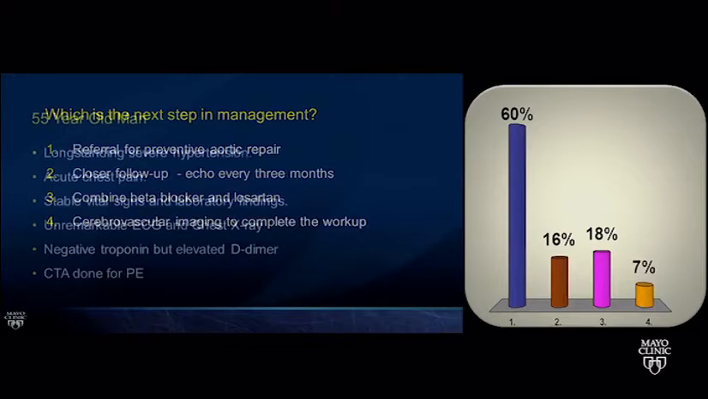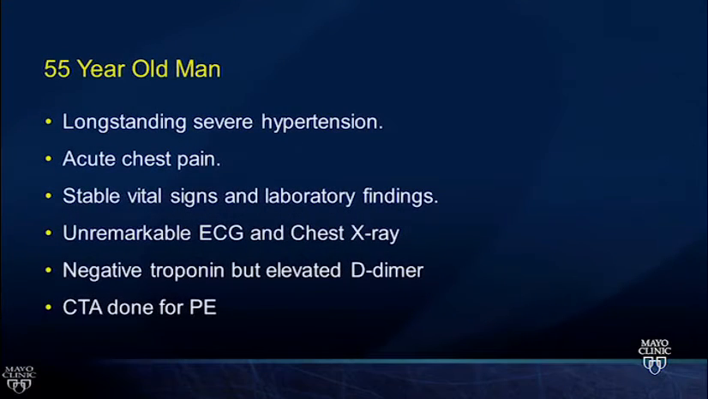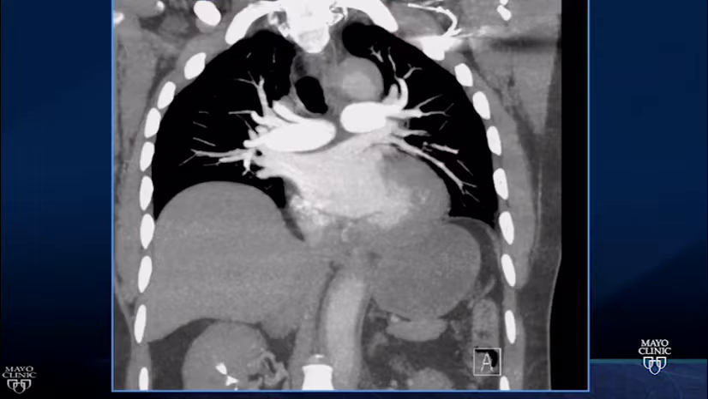The next question is a 55-year-old man with long-standing severe hypertension. He has acute chest pain, stable vital signs and laboratory findings, unremarkable EKG and chest x-ray. Troponins are negative, but the D-dimer is positive. So a CTA was done for pulmonary embolism evaluation. It looks like this.